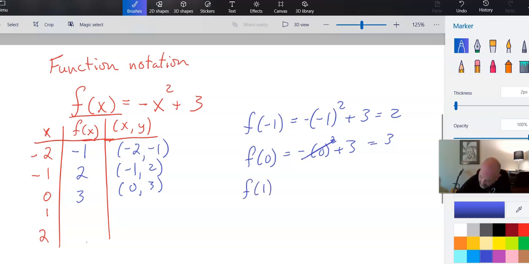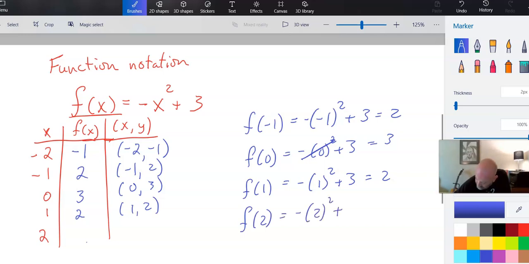Let's try f of 1 now. That's negative of 1 squared plus 3, so that's -1 plus 3 is 2. So I get a 2 here, which means I have the point 1, 2. And for f of 2, 2 squared is 4. If I throw the negative on there, that makes it negative 4 plus 3 is negative 1. And so I have the point 2, negative 1. Now, those aren't very meaningful until you have them on a graph.